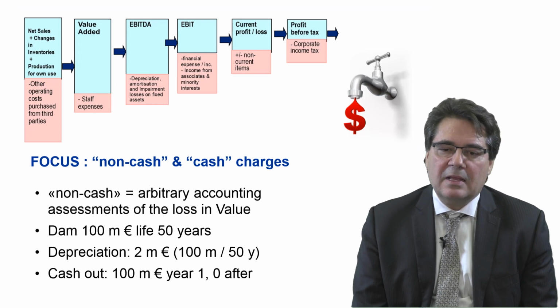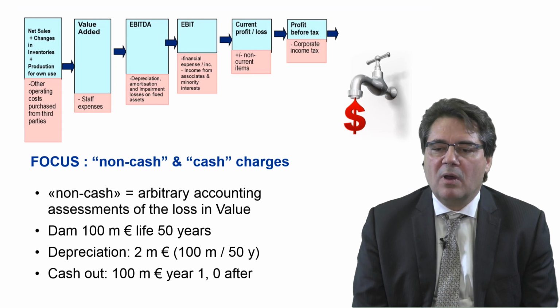For example, if the water company has built a 100 million euros dam to be used during 50 years, I will book in the P&L a 2 million euros annual depreciation expense, which reflects the loss in value owing to its physical use. There is no 2 million cash out every year because a 100 million cash out already took place the year the dam was built.